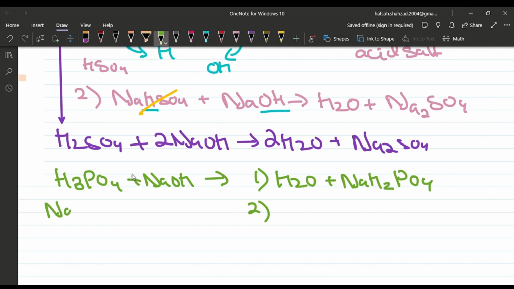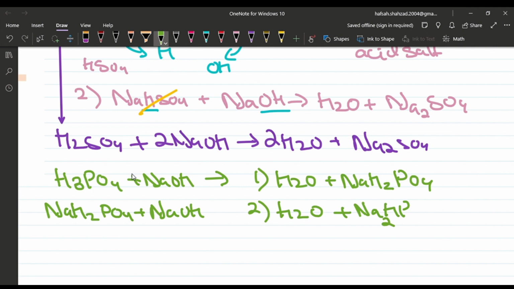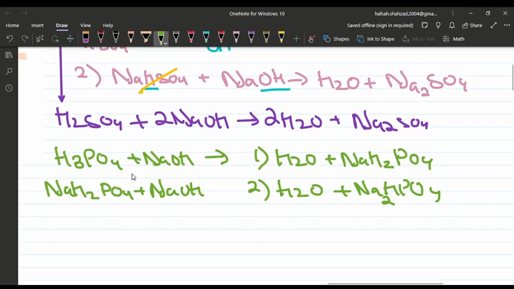We have NaH2PO4 plus NaOH, and we get H2O, and we are left with Na2HPO4. Now this is a monobasic acid salt, because obviously it has only one H to give out in aqueous solution.